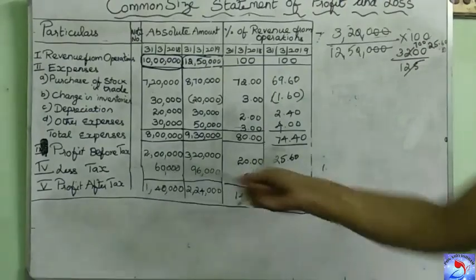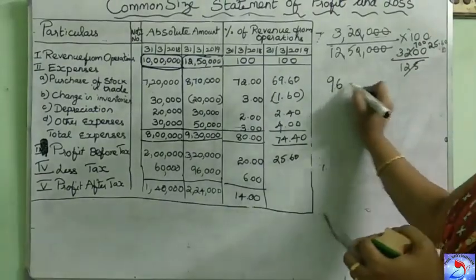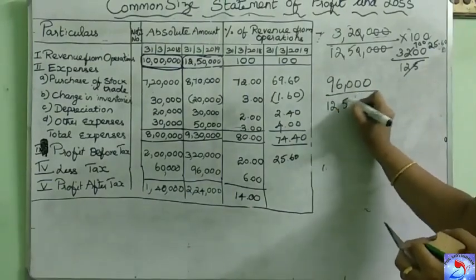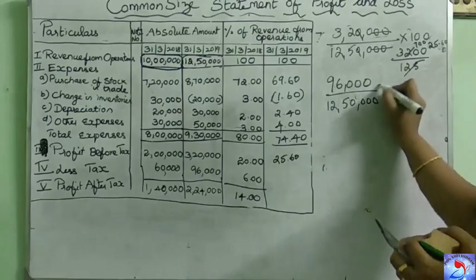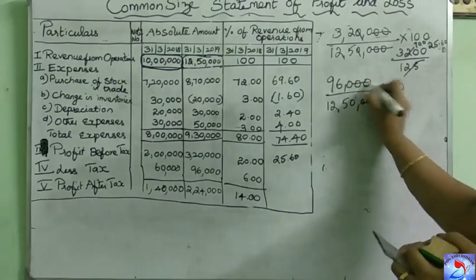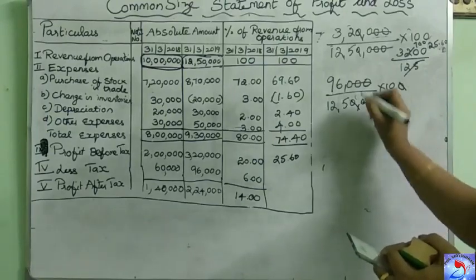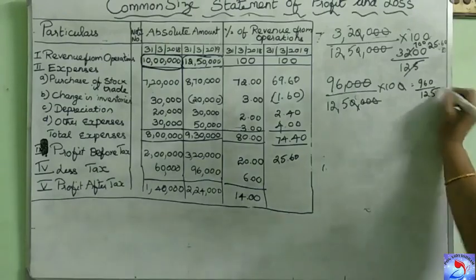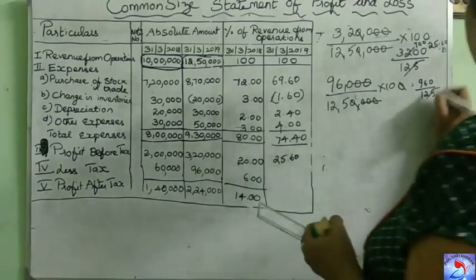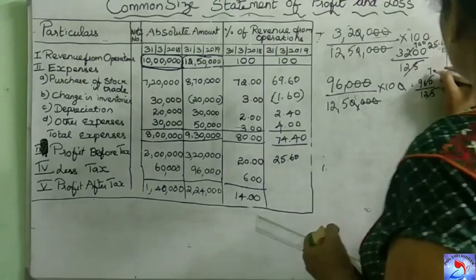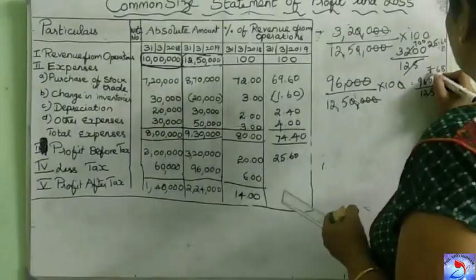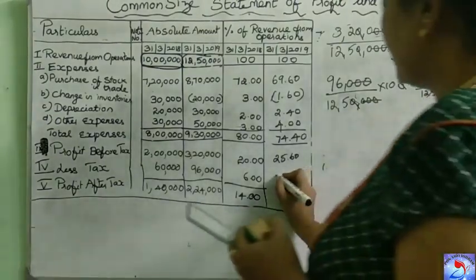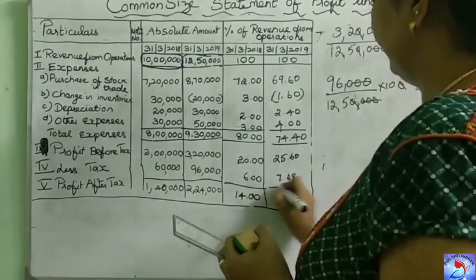Then for tax, it is 96,000. The base amount is again the revenue from operations, 12,50,000 into 100. Divided by 125 if you calculate, you will be getting your answer as 7.68.